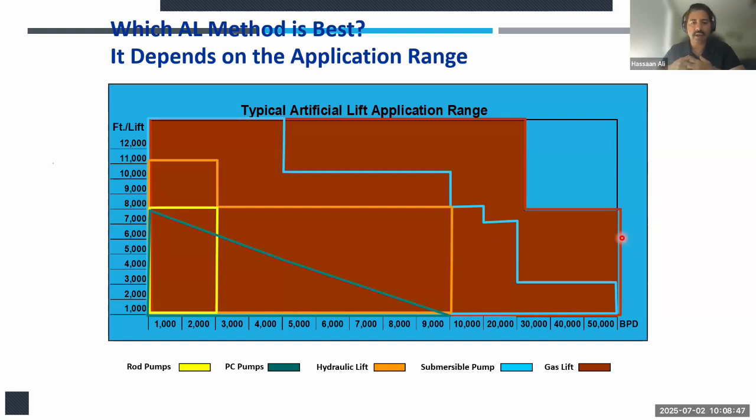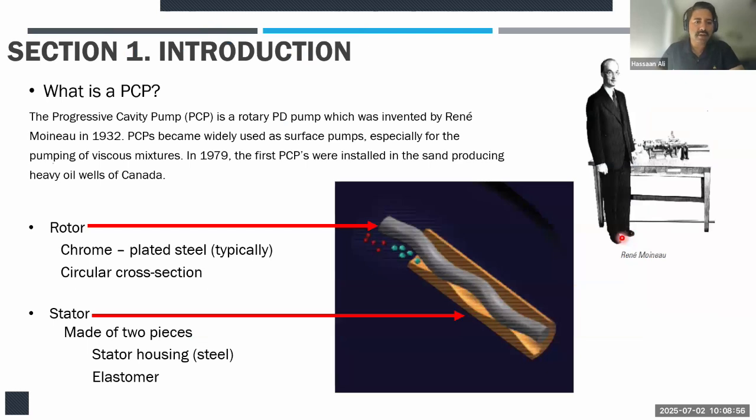That means very high API oil. PC pumps are considered one of the best methods. So let's talk about what progressive cavity pumps are.